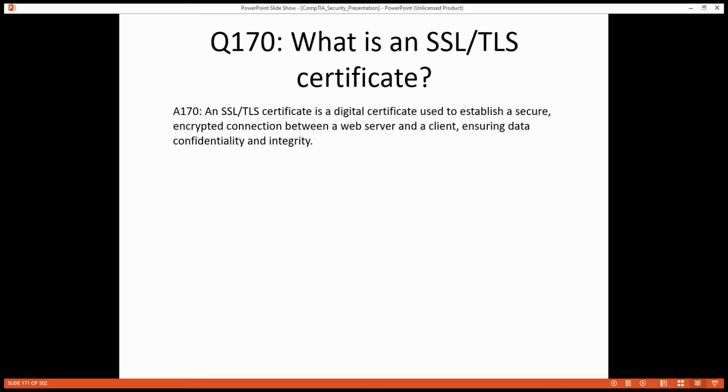Q170. What is an SSL/TLS certificate? A170. An SSL/TLS certificate is a digital certificate used to establish a secure, encrypted connection between a web server and a client, ensuring data confidentiality and integrity.